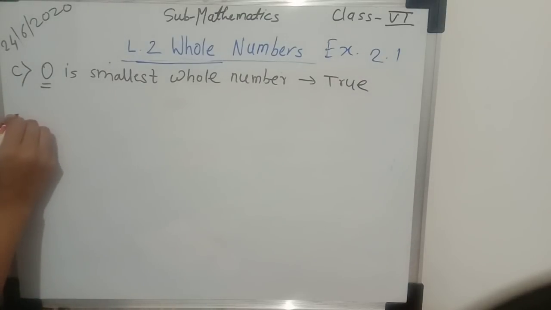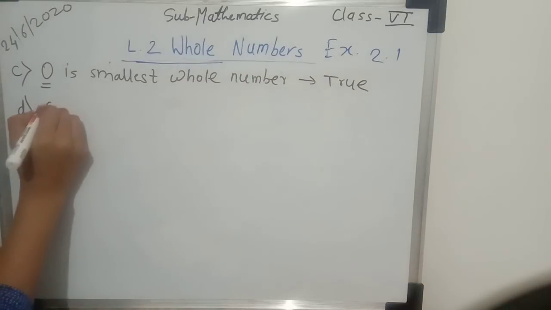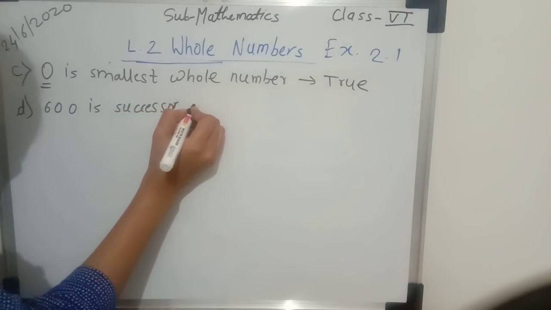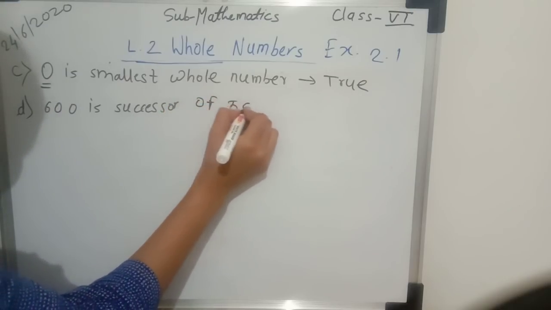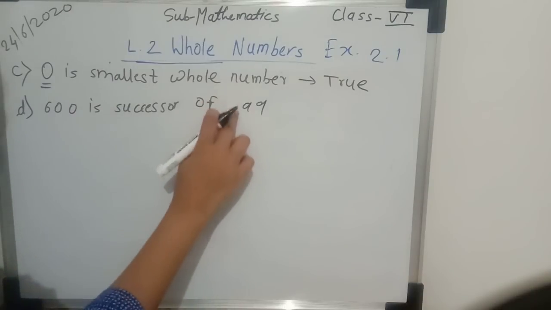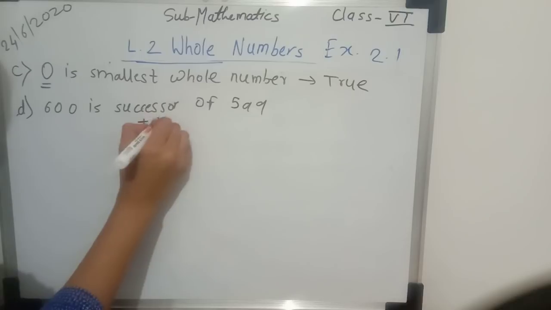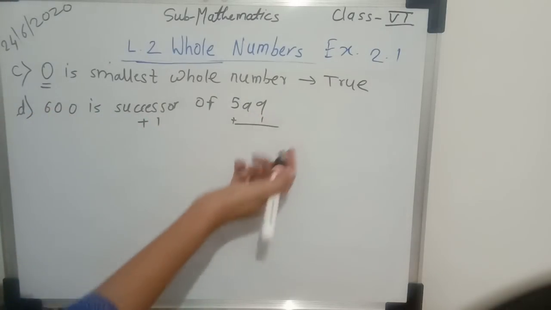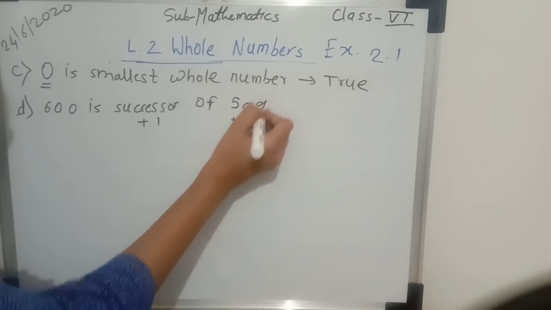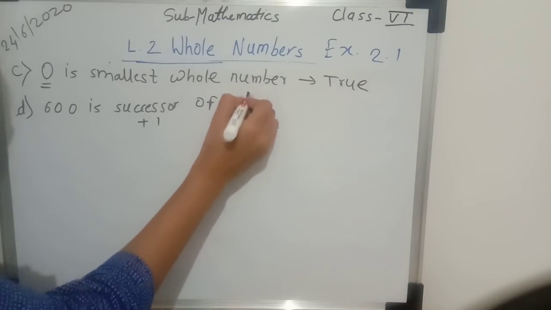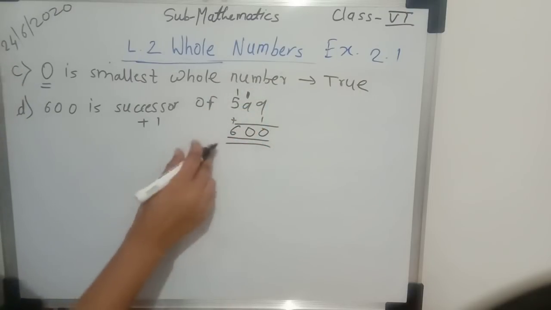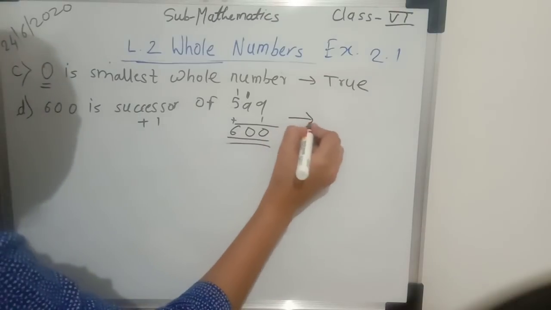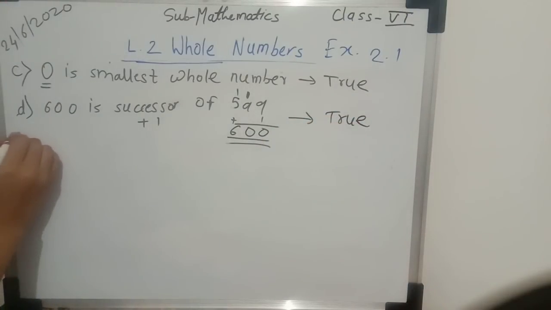Okay. Now statement D: 600 is the successor of 599. Okay, successor means what? That we have to add 1. Let's see whether 600 is really the successor of 599. To check this statement, we will add 1 to it. So 9 plus 1, 10. Again, here we have to carry 1. 1 plus 9, 10, and here 600. So this statement is true because after adding 1 to 599, we got 600. So this statement is also true. Okay, let's see the next statement.